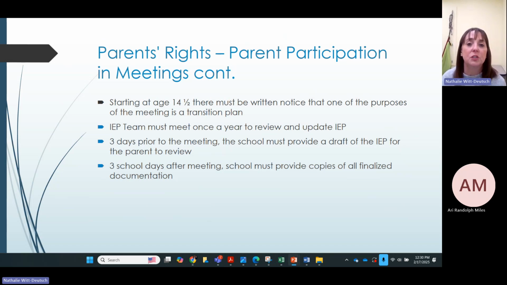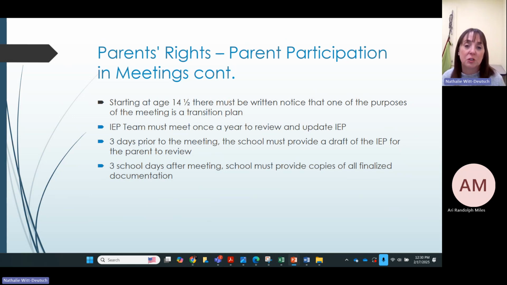And then starting at the age of 14 and a half, there must be another written notice that one of the purposes of the meeting is to talk about a transition plan. Even though 14 and a half seems like a very young age to start thinking about transitioning after high school, it is very important to start putting steps in place to allow for that transition to happen. Each year it may change based off of progress or regression as to what that transition plan will look like. And in the beginning, it may just be, where do you see your kid in 5 or 6 years, and what will that look like, and what do we as an educational team think it will look like, and what do we need to do now to help plan for that.